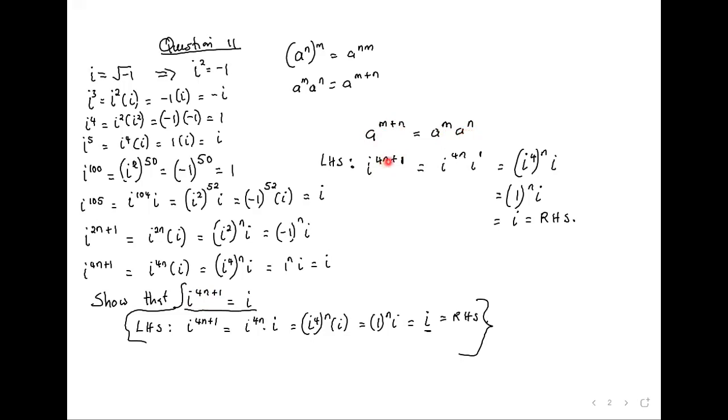So i^(4n+1) is i^(4n) times i. You can separate these. a^(nm) is the same as (a^n)^m. So if I have this side, I can write it in this form. So we have (i^4)^n times i. But i^4 is 1. So 1 to the power n is just 1, multiplied by i, you get i.